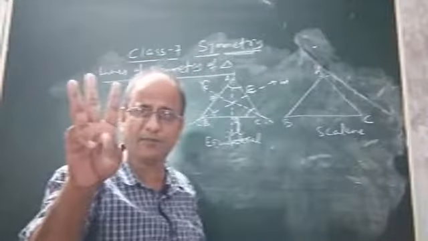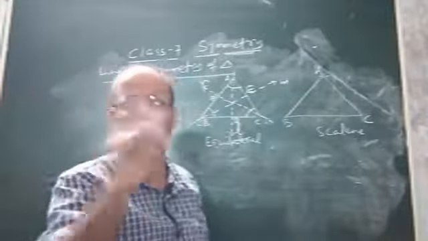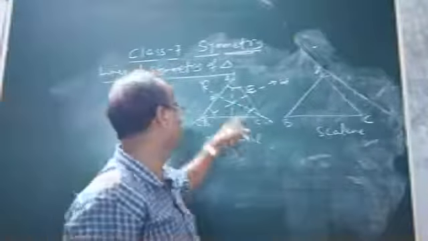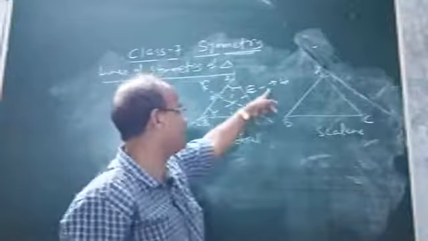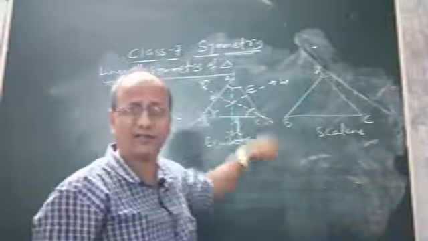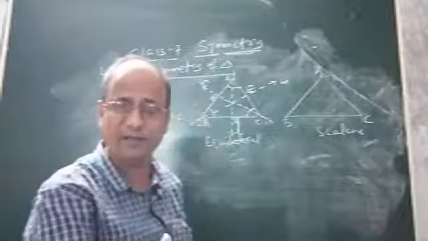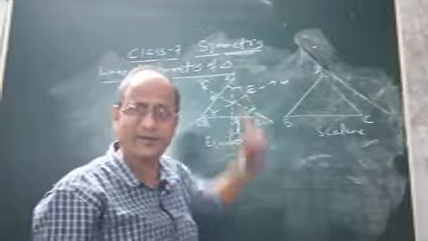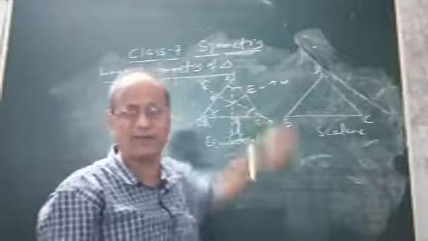How many lines of symmetry does it have? 3. It has 3 lines of symmetry. That means we can fold the two parts along the line L, or along the dotted line M, or along the dotted line N. And these dotted lines are nothing but lines of symmetry or axes of symmetry. In an equilateral triangle, each line of symmetry is the bisector of an angle, meaning the bisector of the vertical angle.